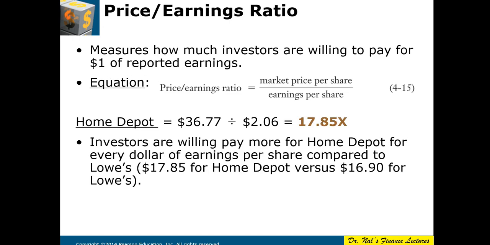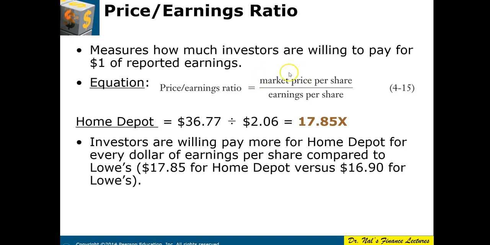In the case of the price earnings ratio, when we compare Home Depot with Lowe's, Home Depot has a price earnings ratio of 17.85 when we plug in the respective numbers. Notice here that earnings per share is derived from the bottom of the income statement. You should be able to find this, which is basically net income divided by the number of shares outstanding, versus the numerator, which is just market price per share. So both of these are per share. They are comparable.